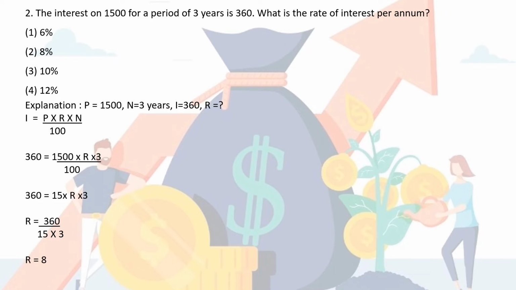That is 8. So 8% per annum is the rate of interest. So option number 2 is the correct alternative. You can circle the second circle. Okay, darken it. Darken the circle and check if you have made any mistake. You can check here only.